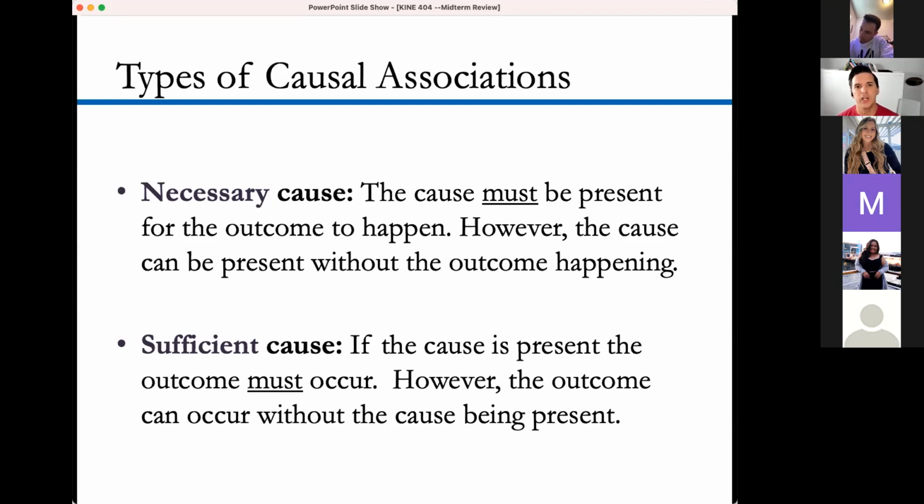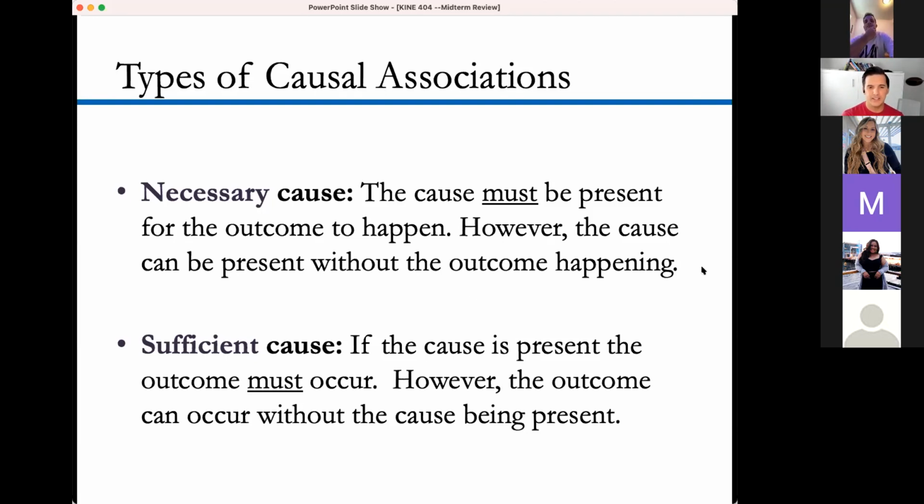And this is the case with most chronic diseases, where someone does not necessarily need to be physically inactive to develop cancer. And that's not sufficient in and of itself for cancer to develop. But we do know that physical activity can reduce risk for cancer, but physical inactivity in and of itself is not necessary nor sufficient to lead to cancer.